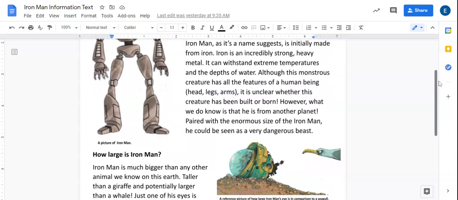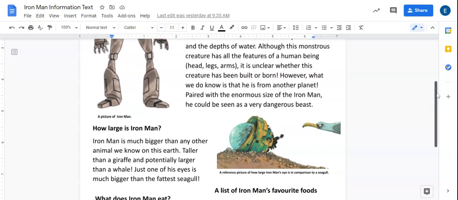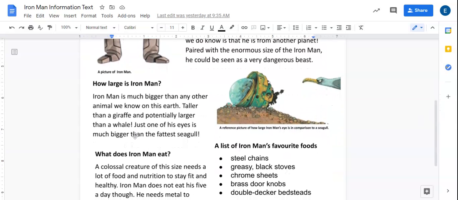Now, all the other paragraphs usually do have subheadings. So we've got here, this is a subheading. Remember that subheadings are often questions in information text. So here we've got, how large is Iron Man? So we've got this subheading here.